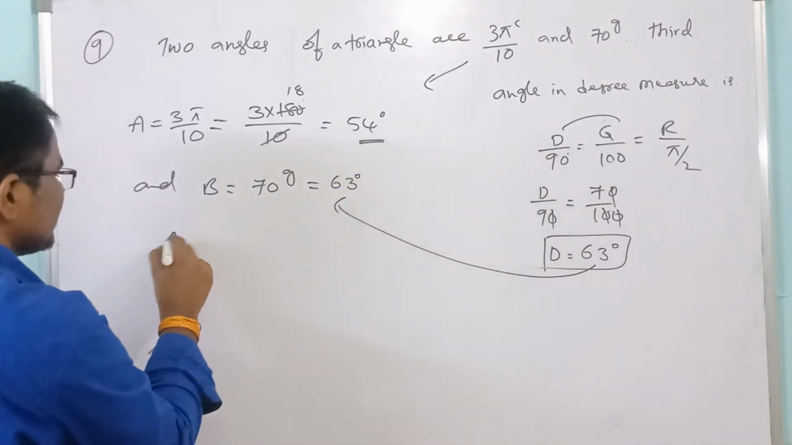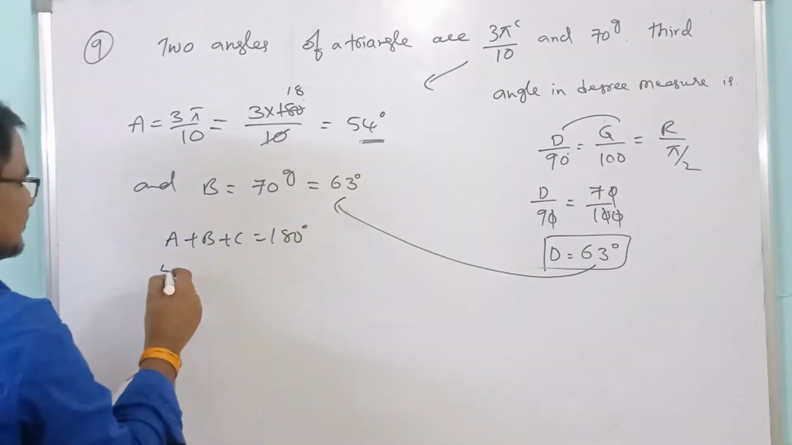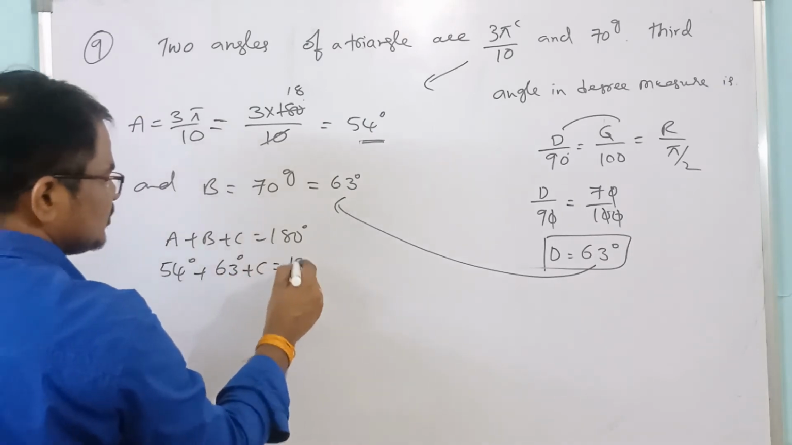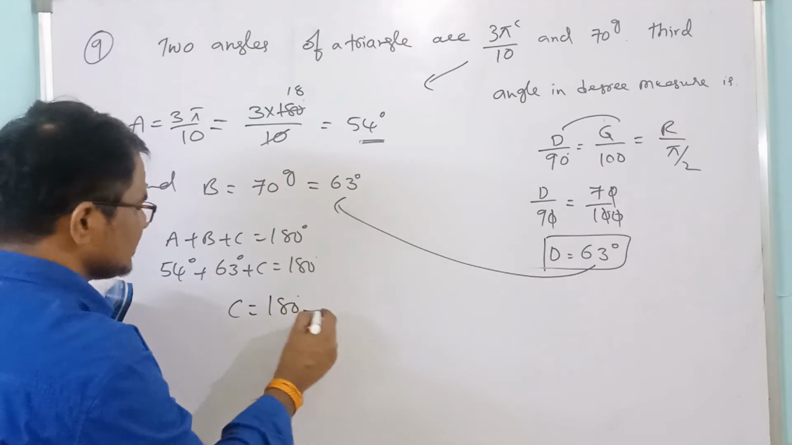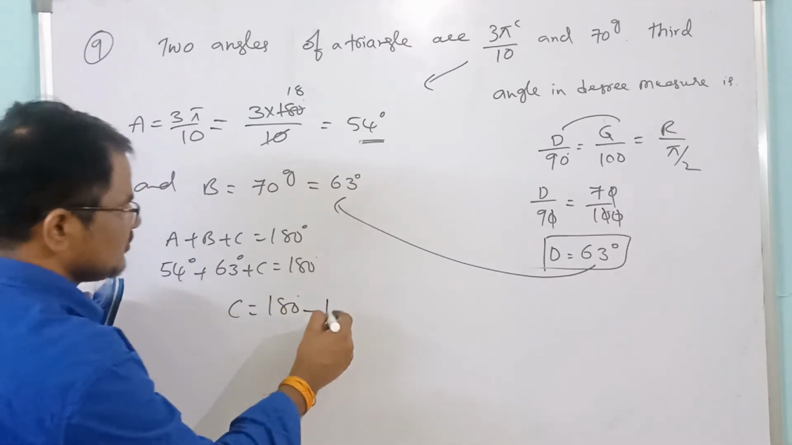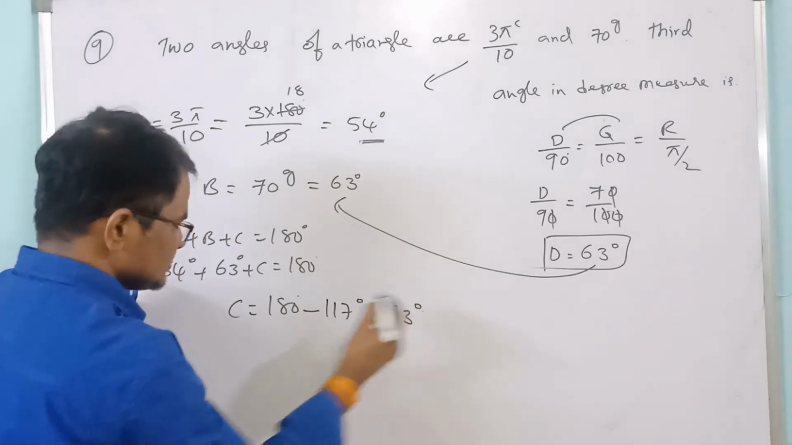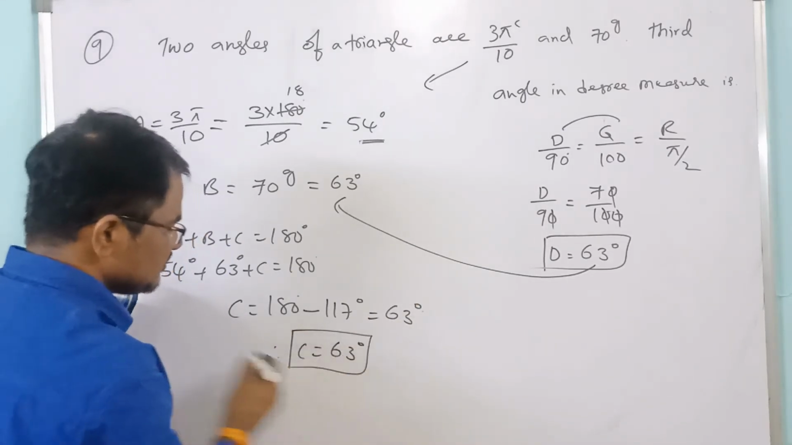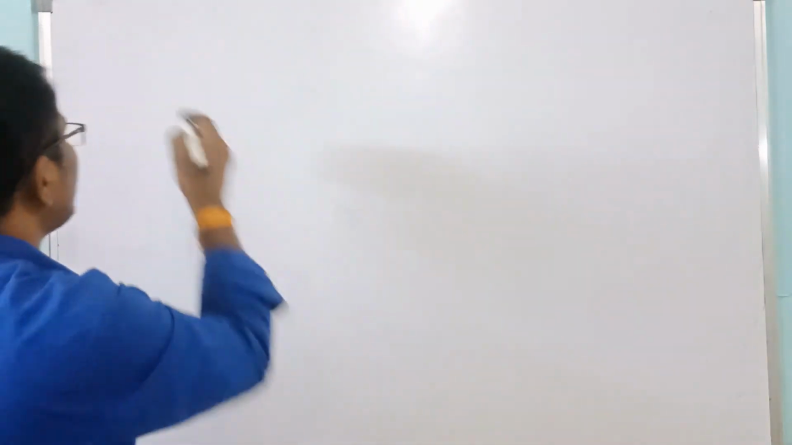Next we know that A plus B plus C equal to 180 degrees. A is 54 degrees, B is 63 degrees, and C we have to find. C equal to 180 degrees minus 117 degrees, that is also 63 degrees. Therefore, the third angle in degree measure is 63. Take note, this is an important note.